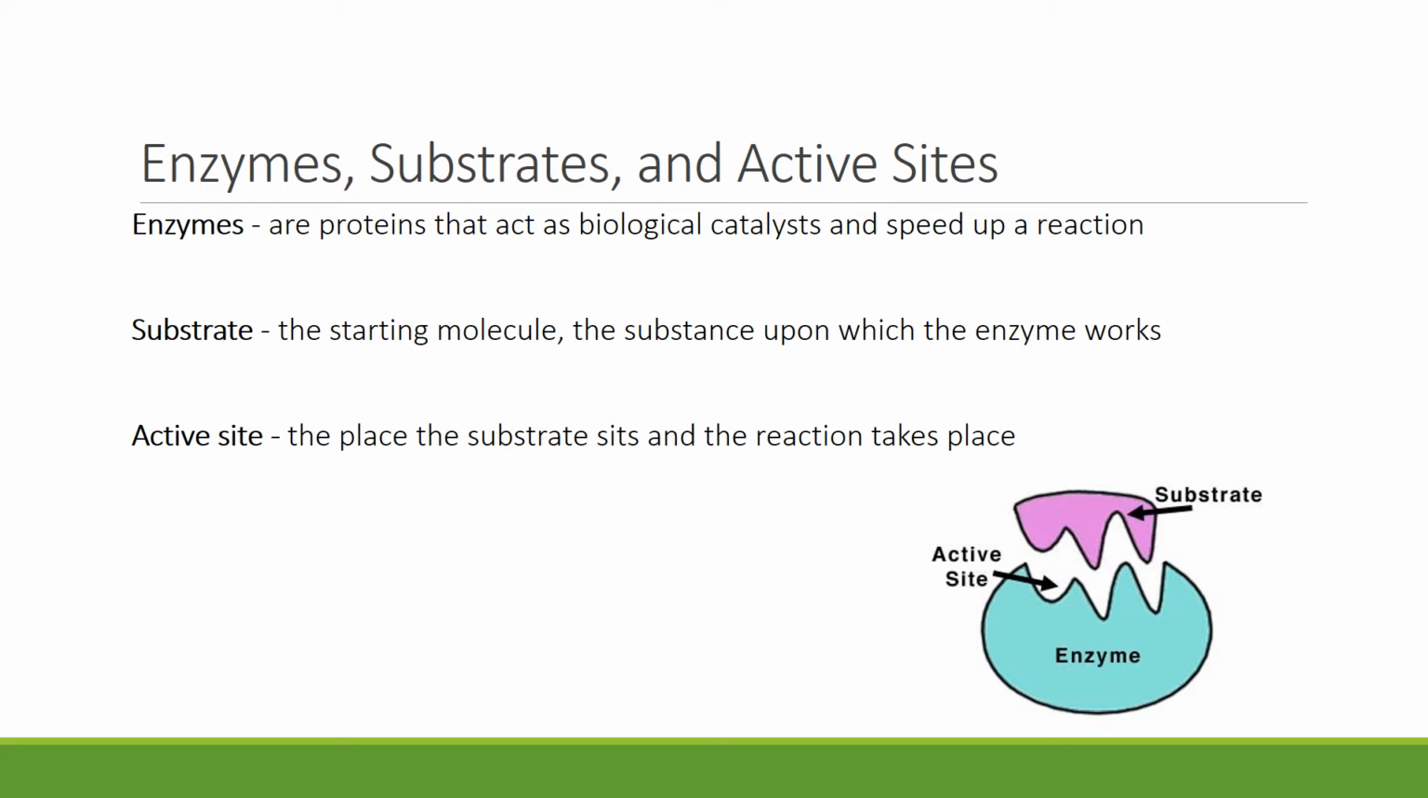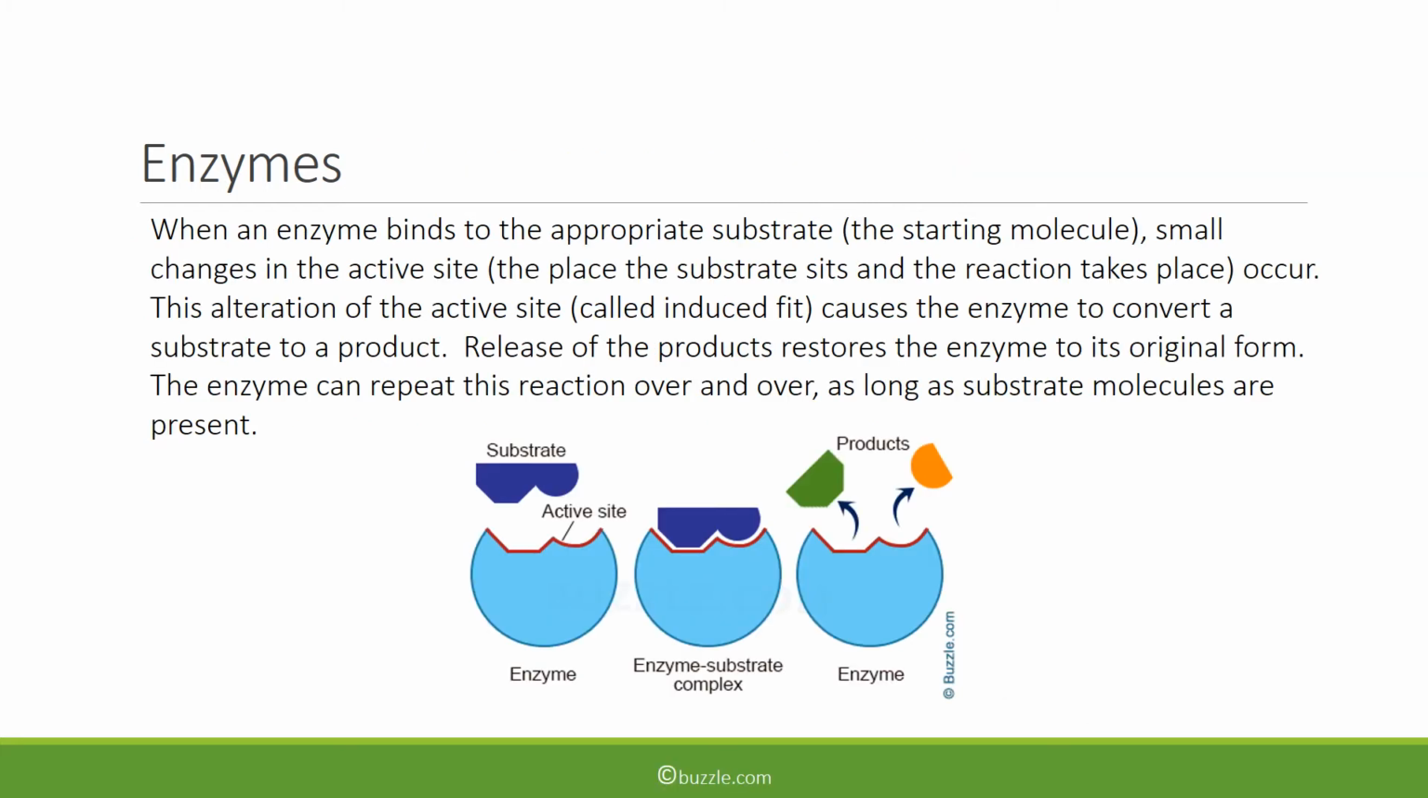When we talk about enzymes, there are 2 very important terms that we should know. One is substrate, which is the starting molecule. It's the substance upon which the enzyme works. And the second is active site, which is the place the substrate sits on the enzyme so the reaction can take place. You can see the relationship between the substrate, active site, and the enzyme in the diagram on the right.